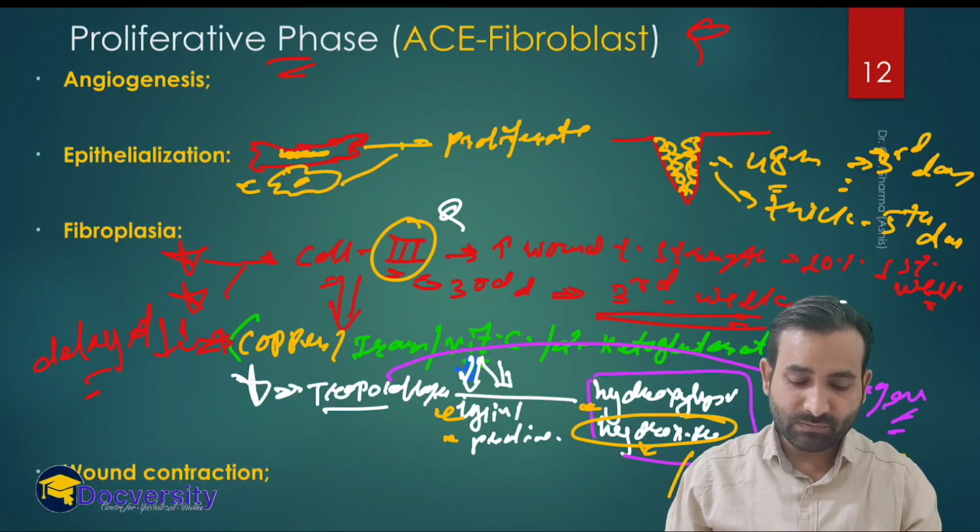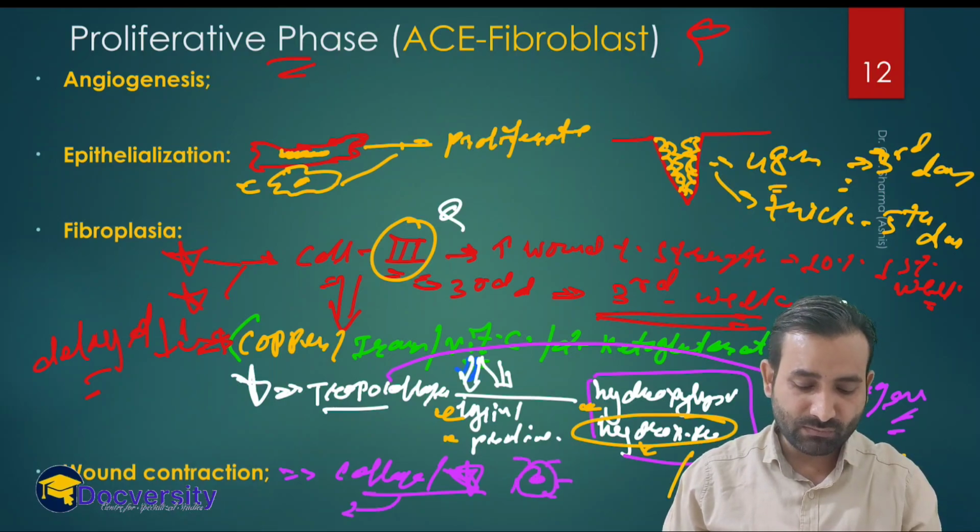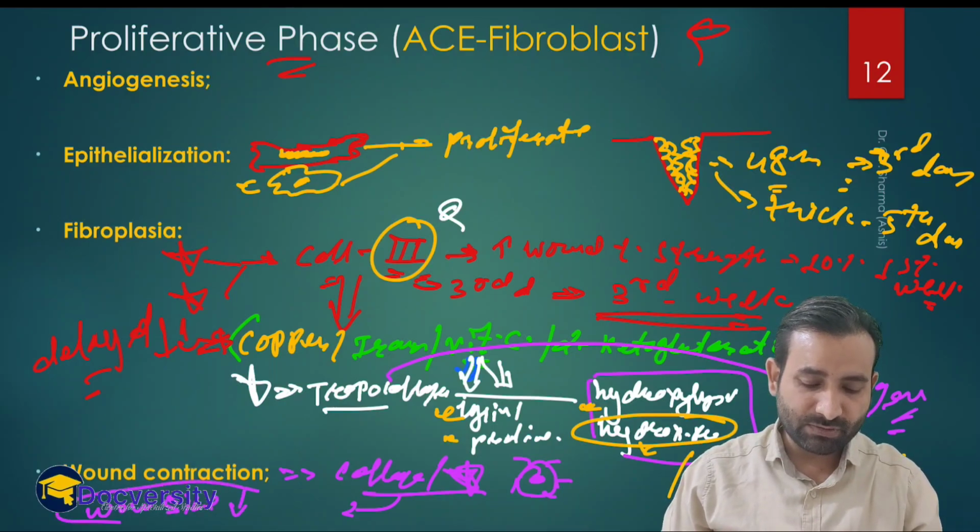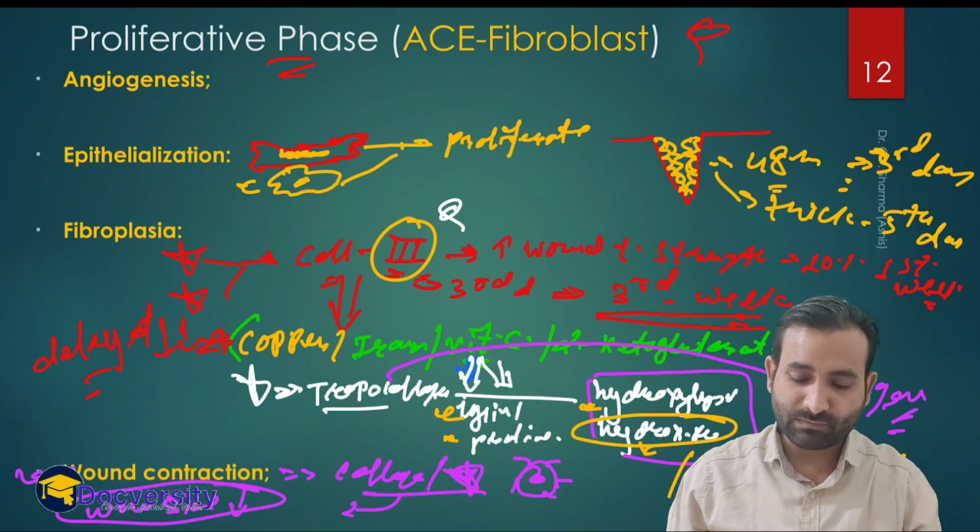After that, there comes the wound contraction. Wound contraction occurs because of the collagen, because of the fibroblast and because of the myofibroblast. These three factors cause the wound size to decrease. This decreasing of the wound size is called wound contraction. So what are the factors causing the wound contraction? Collagen, the fibroblast, and the myofibroblast, right?